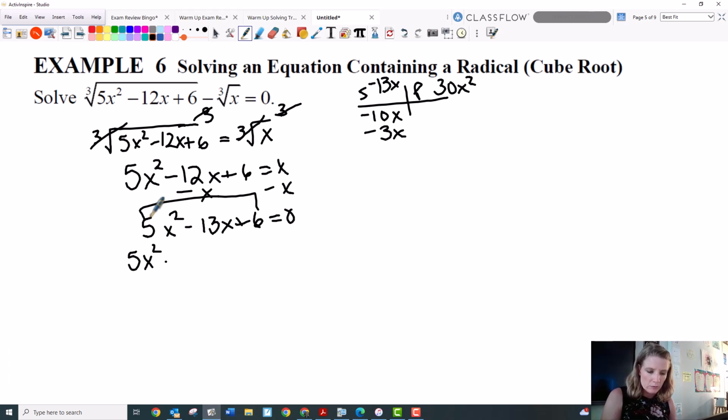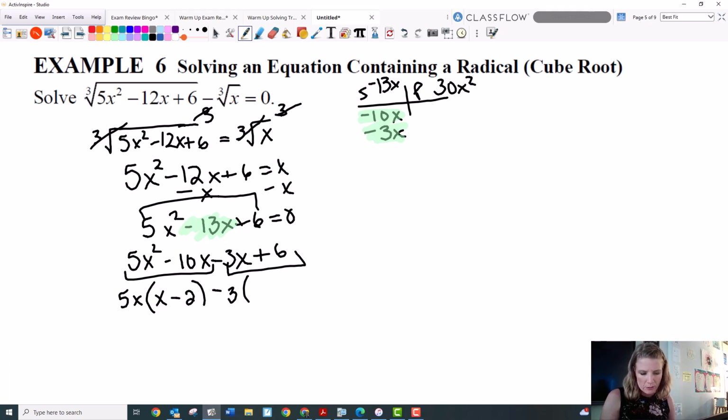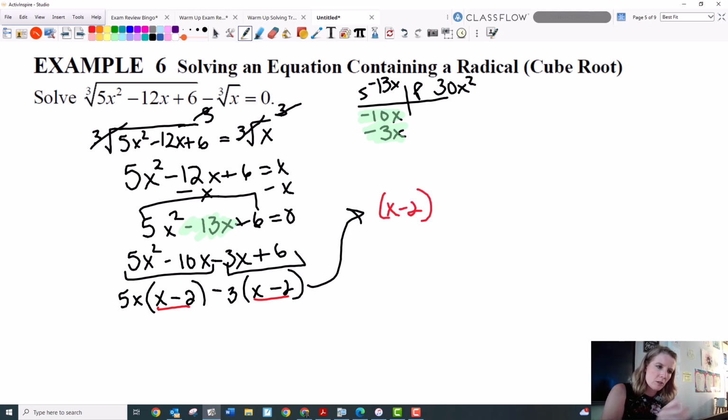Replace the middle. So every time we factor, I'm trying to give you a refresher. You replace the 13 with 10 and 3. Bring down the 6 and group. I can take out a 5 and an x. 5 goes into 5, 1. 5 goes into 10, 2. Minus, I can take out a 3. 3 goes into 3, 1. 3 goes into 6, 2. And then I notice that these are the same. So it's x minus 2. And whatever's left, 5x minus 3.